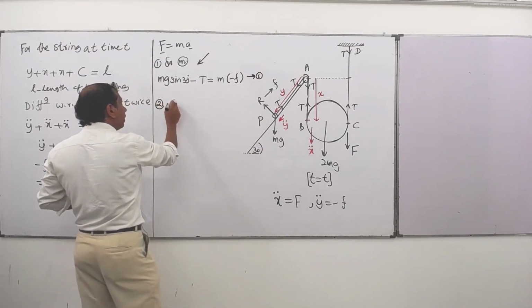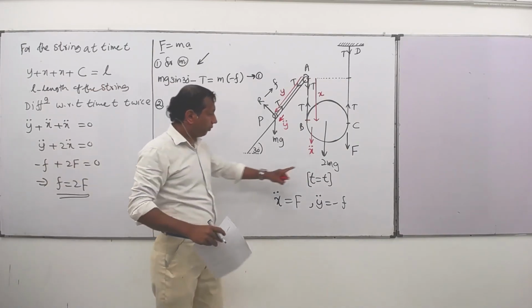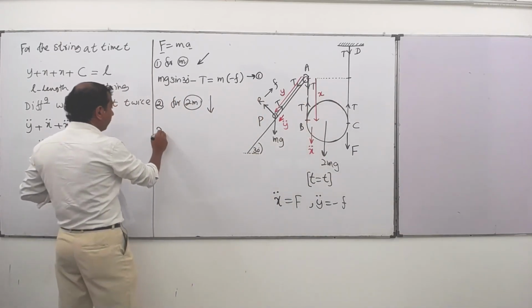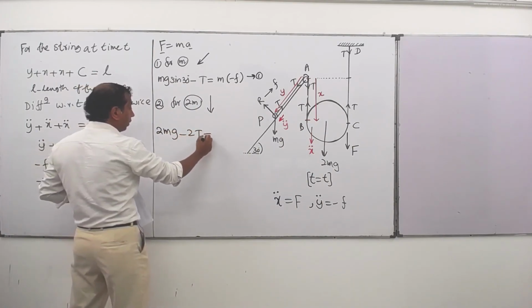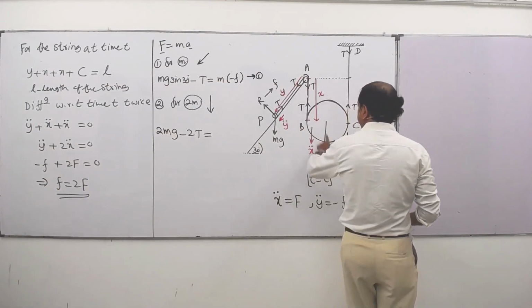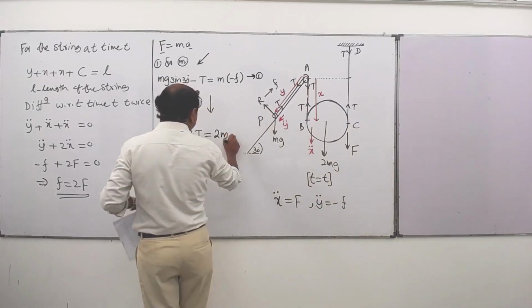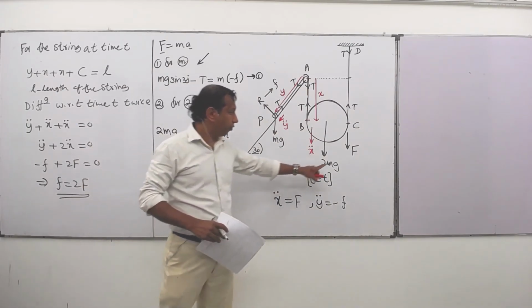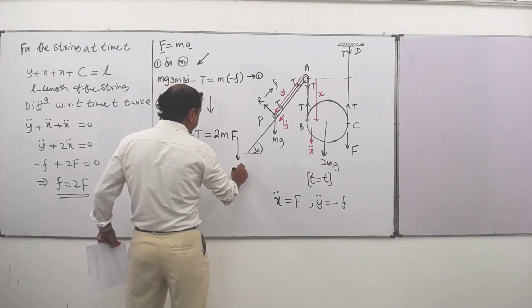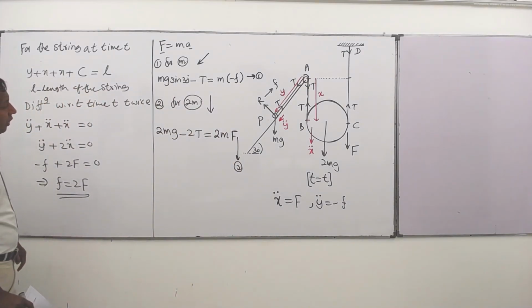Secondly, we apply F equals ma for 2m, downward direction. What are the forces? 2mg down, T up. 2mg is the weight of this. 2mg minus 2T equals 2m times acceleration, capital F, x double dot. Both correct. This is number 2.